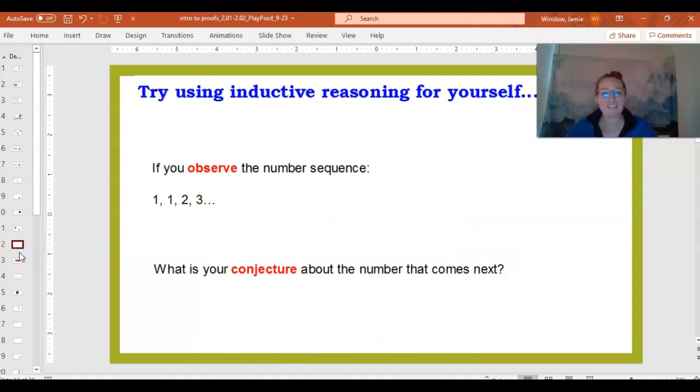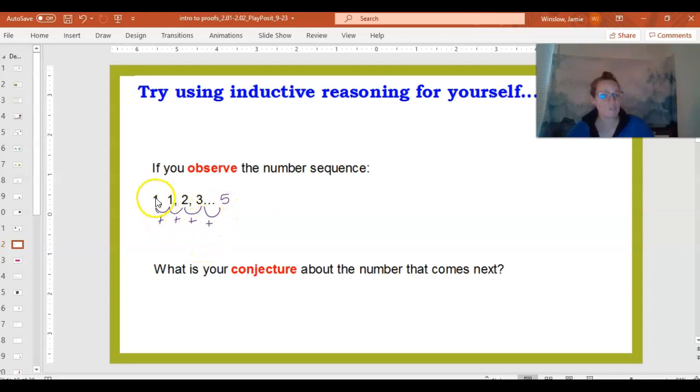Whew. So let's try using inductive reasoning for ourselves. Here's some observations. You observe the number sequence 1, 1, 2, 3. I know you've done these kinds of observations in the past, but by observing this pattern, what do you guys think comes next? Take some time to think about that and see the pattern, see what's happening. We're adding, so 1 plus 1 gives you the 2, 1 plus 2 gives you the 3, 2 plus 3 gives you the next number, which would be 5.